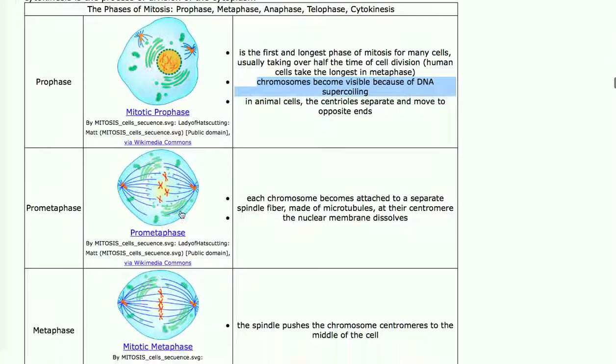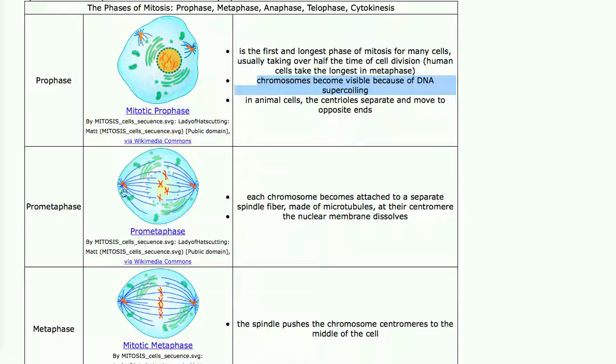Now, in prometaphase, the spindle fibers complete formation and each chromosome attaches to one of those spindle fibers. So the difference between prophase and prometaphase is that in prophase, the centrioles divide and start separating, the nuclear membrane starts to dissolve, and the DNA starts to supercoil. In prometaphase, which is usually pretty short, the chromosomes attach to those spindle fibers at the centromere, and the nuclear membrane finishes dissolving.